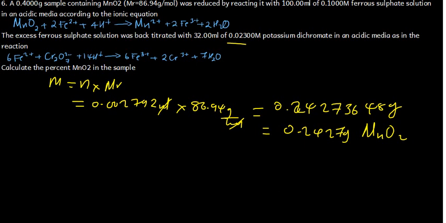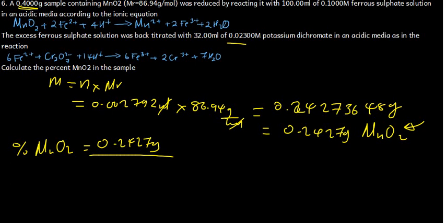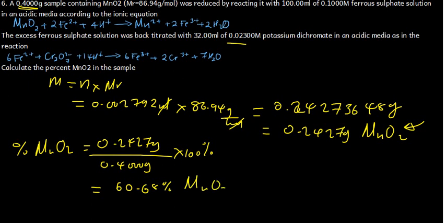Now the question is, calculate the percentage manganese oxide in the sample. This is the only mass that reacted. But initially we are given this much, which we can see here. So the percent of manganese oxide is going to be how much reacted, that is 0.2427 grams, then divided by how much was given, which is 0.400 grams, then multiply that by 100%. And so that is going to give us 60.68% of manganese oxide. So that was the percentage in the sample.